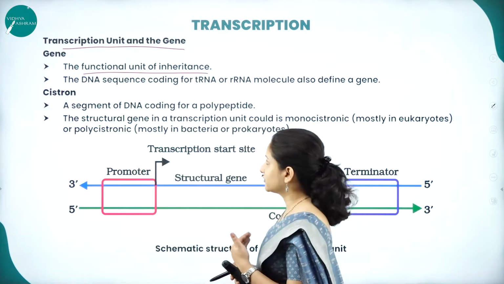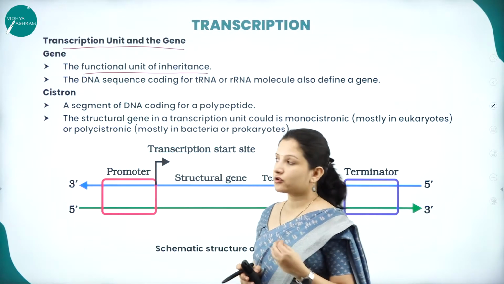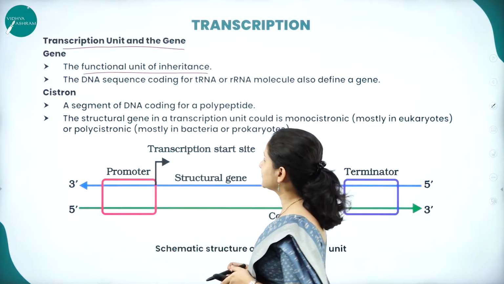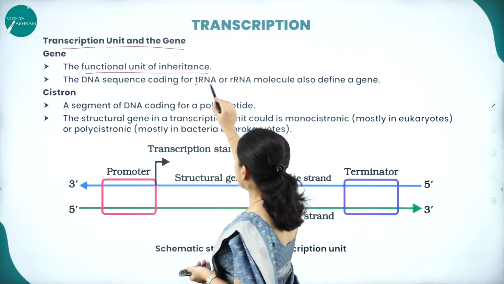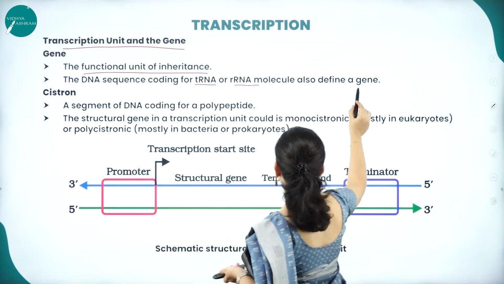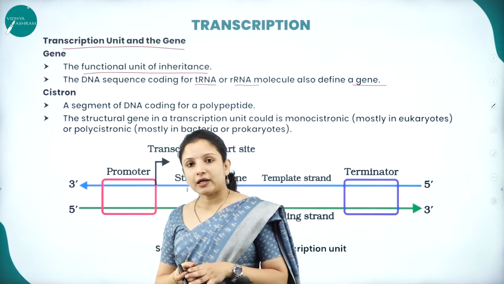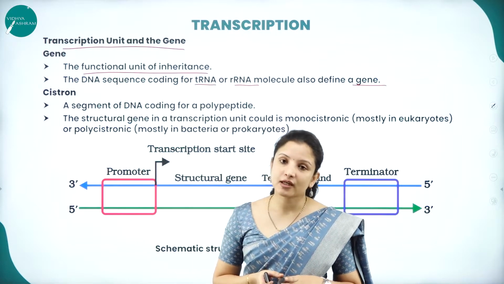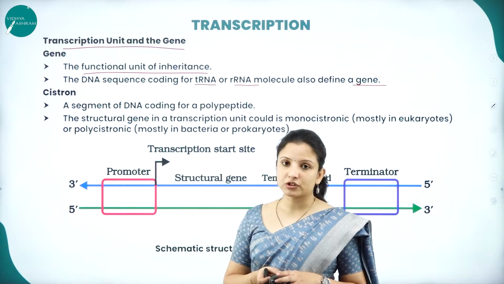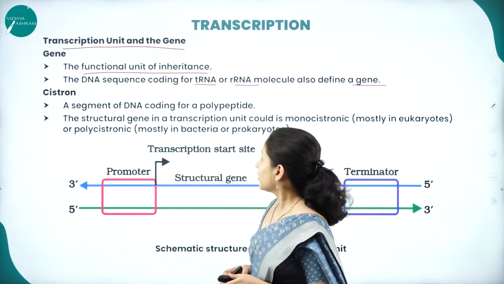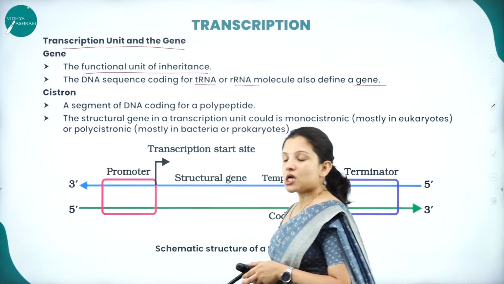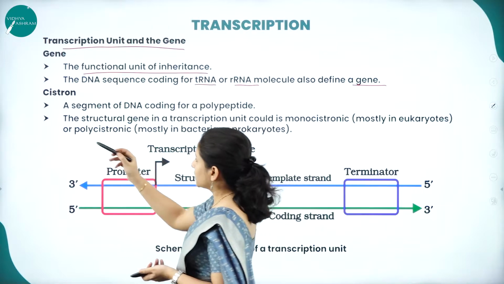So that is why gene is the functional unit of inheritance, and a DNA sequence coding for tRNA or rRNA molecules also defines a gene. So the tRNA or the RNA molecule that is also participating in the coding sequence is also defined as a gene. So next, talking about a cistron.